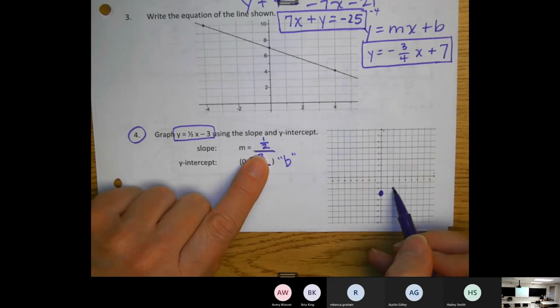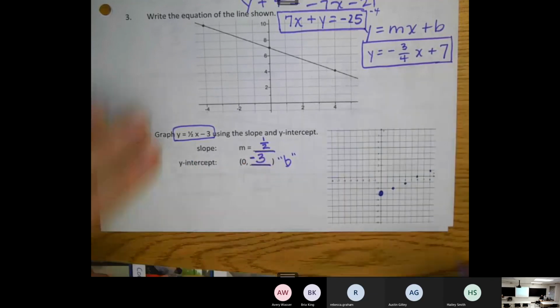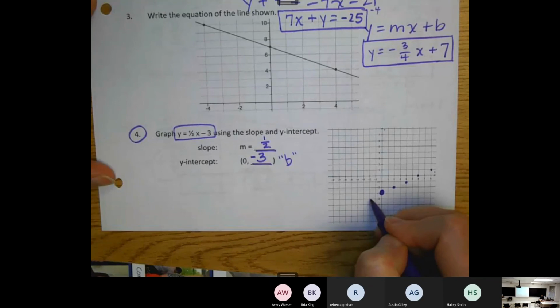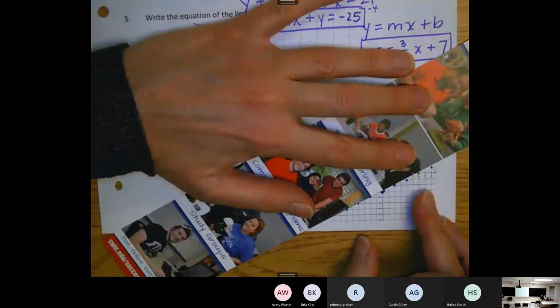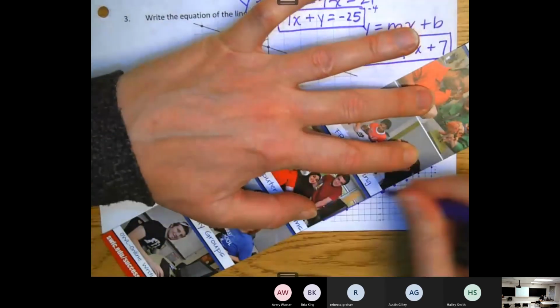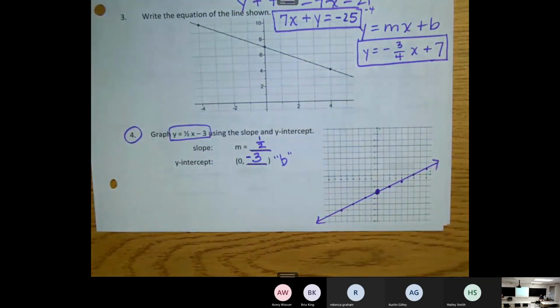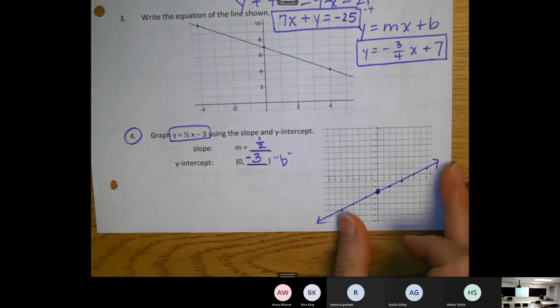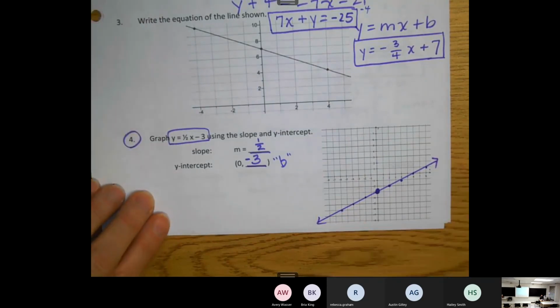The pattern for this line is up 1 over 2. You can continue repeating that as many times as you like. You can also reverse it, down 1, left 2. Connecting all those dots, we'll see where our line goes. How about some questions for us on number 4?